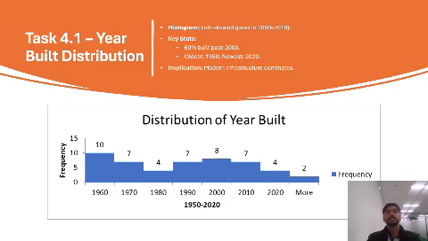From these insights, the implication is that modern infrastructure dominates the data set. Most properties are relatively new, which can impact factors like maintenance cost, energy efficiency, and market value. Overall, the distribution clearly highlights a preference towards newer construction.